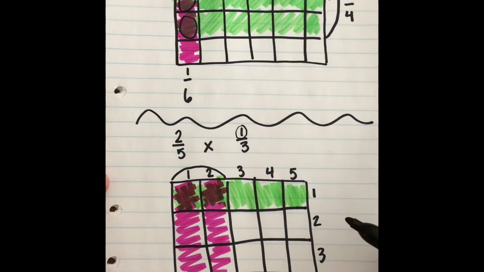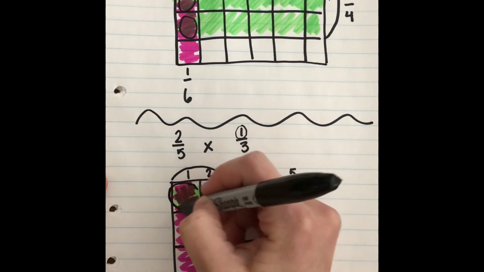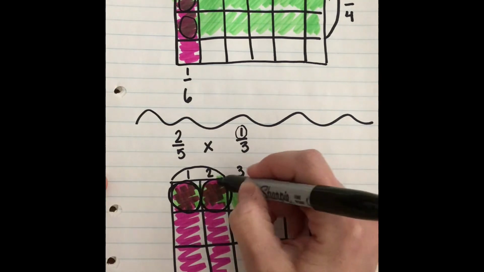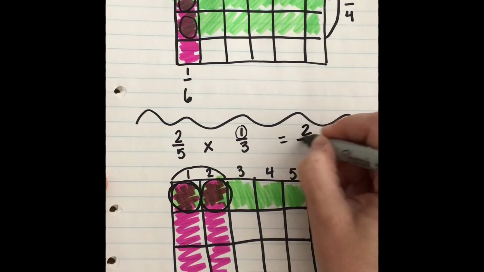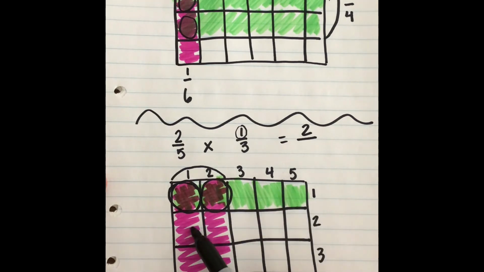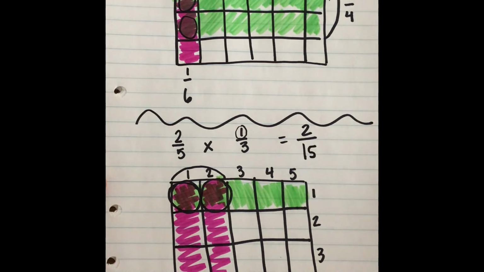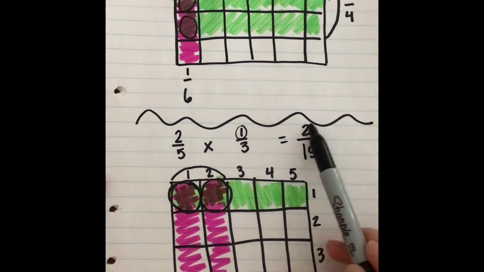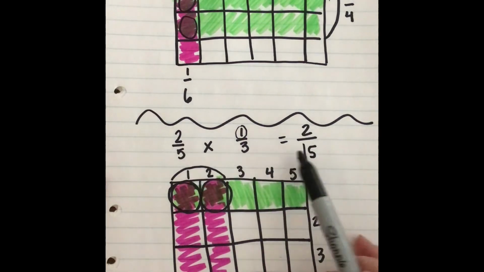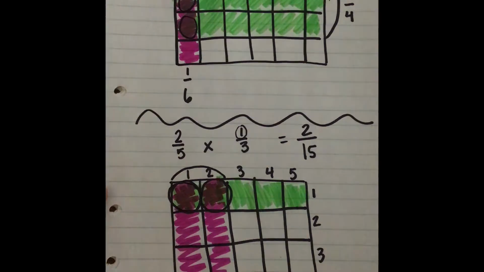So to find our product of 2/5 times 1/3, we're looking for what has both colors. So here's that one and this one. So that makes 2 out of how many total? 1, 2, 3, and so on up to 15. So let's look at that standard algorithm. 2 times 1 is 2. 5 times 3 is 15. And so our model represents that.